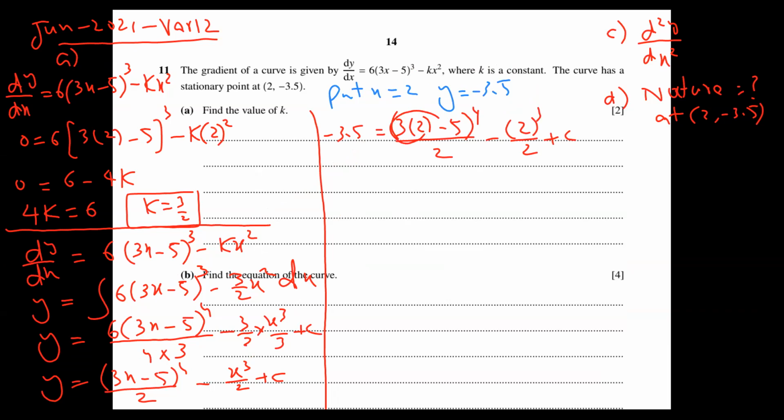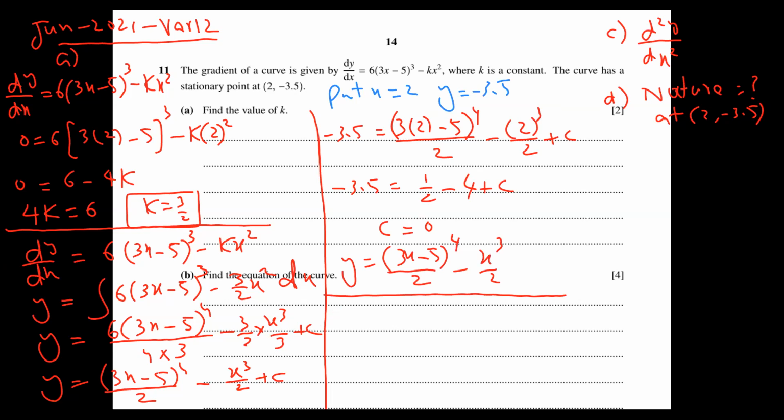You know, 3 times 2 is 6, 6 minus 5 is 1, and 1 to the power 4 is 1. So I got negative 3.5 equal to 1 over 2, and 2 to the power 3 is 8, 8 over 2 we get 4. Now just solve it: negative 3.5, negative half and plus 4, and I got the c value as 0. So when I plug in this 0, the answer is y equal to (3x minus 5) to the power 4 divided by 2, minus x cubed by 2. Ultimately this is my final answer.